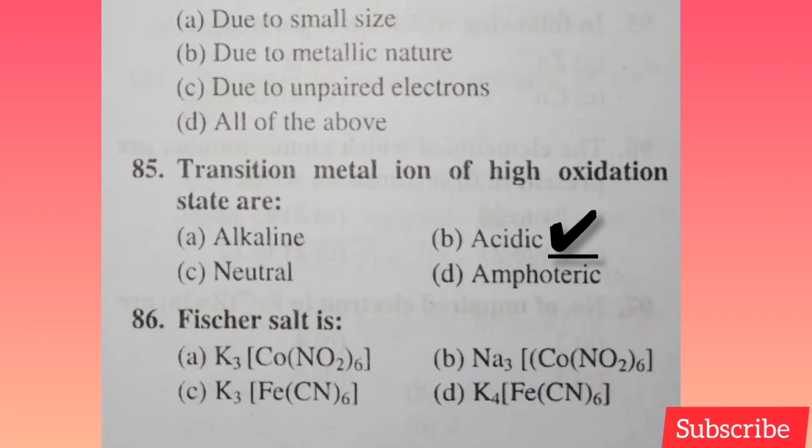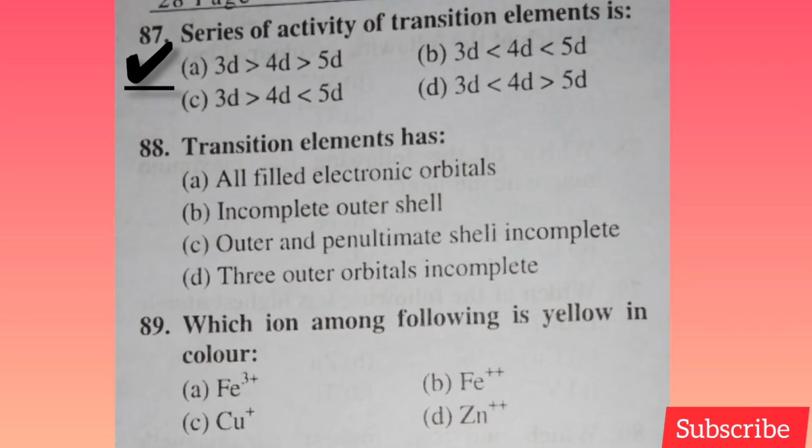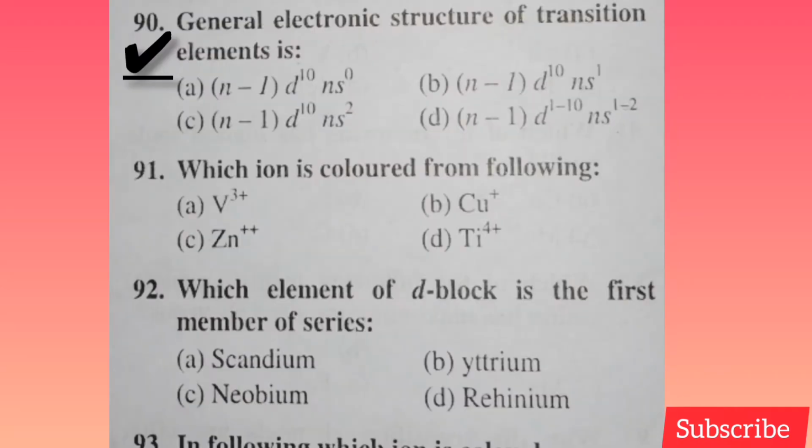Option B is correct. Fischer salt is. Option A is correct. Series of activity of transition elements. Option A is correct. Transition element has. Option C is correct. Which ion among the following is yellow in color? Option A is correct. General electronic structure of transition element is.